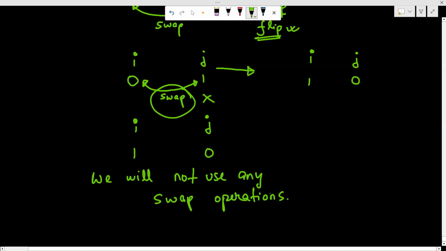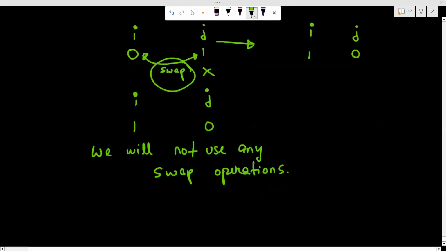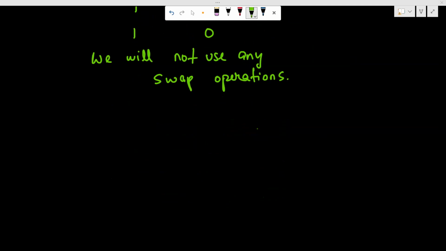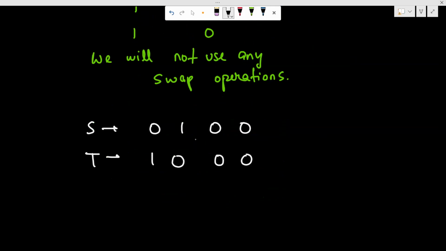Anyone having any doubt till now? Any doubt till now, guys? No, great. So now we know that we will only be choosing any two indices. We will perform the flip operation and we will do it as many times as we want. Okay. So now let's suppose I have string s as 0100 and string t as 1000.